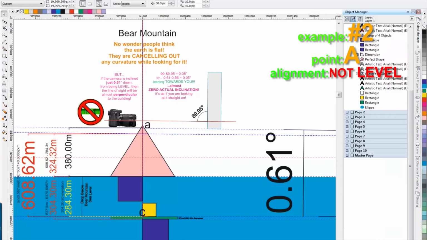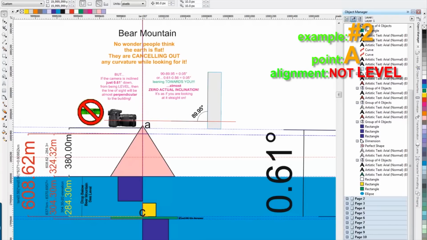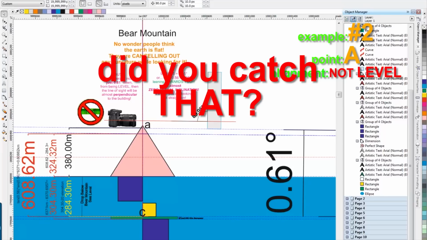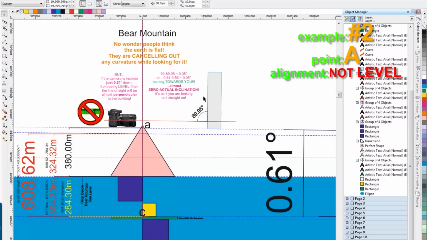So if we incline our camera, take a look at the camera. If we incline the camera downwards, just over half a degree, then we get an angle of 89.95 degrees, which is almost perpendicular. It's 90 minus 89.95, which is 0.05 degrees, leaning towards us. The building seems to be leaning towards us in this case. It's almost zero inclination. It's as if you're looking at it straight on.